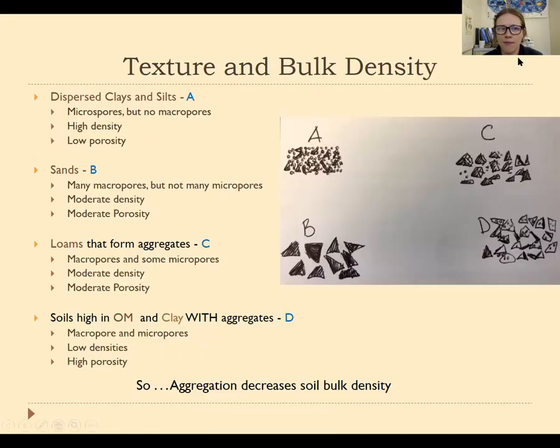Okay, so here are some ways to think about soil texture. These are some beautiful original drawings by yours truly. In picture A, what I have are dispersed clays and silts. So this is a soil where there's not much soil aggregation, maybe due to extended periods of aggressive tilling and mechanical disturbance, or limited organic matter. For whatever reason, these soils are not aggregating well, and they're not flocculating well.